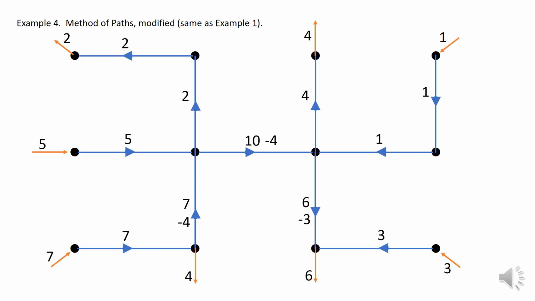And then I will simplify the numbers. Here the numbers have been simplified. You can verify that at each node there is equilibrium. You can do this for each node, and you can see that this method works, this modified method of paths.